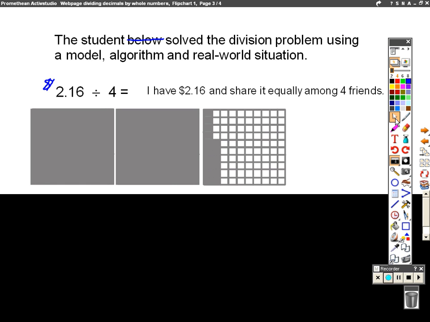Let's see. We're going to split it into 4 equal parts. Go ahead and try to do this on your own and pause the video and come back to check your answer. Okay, let's see what you did.